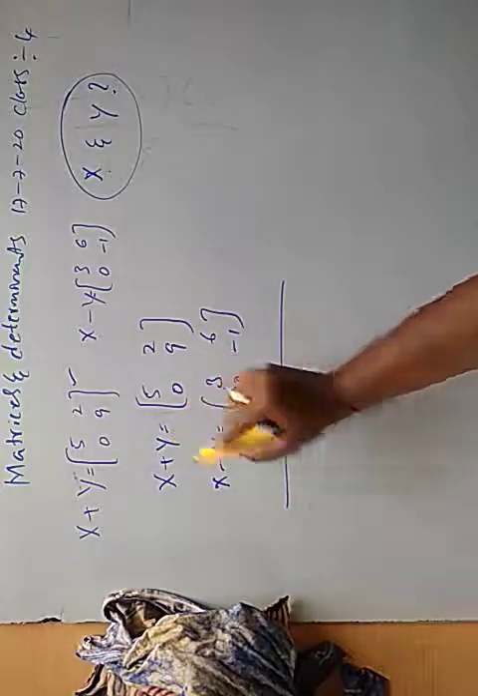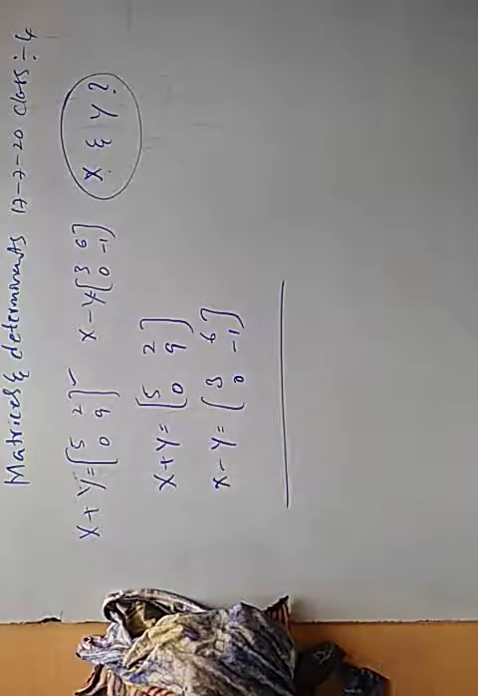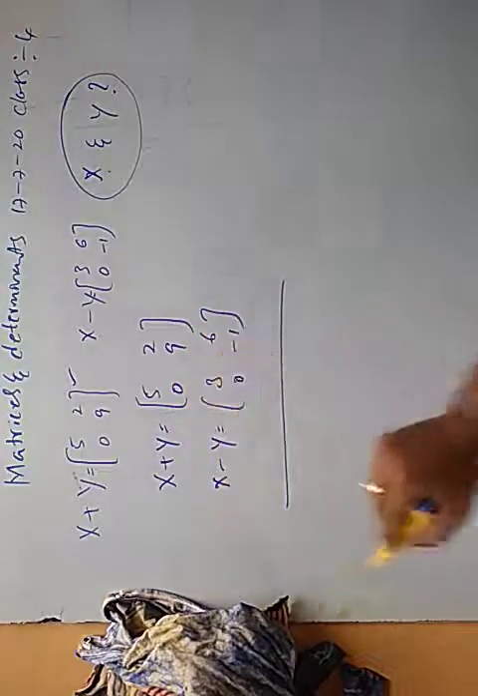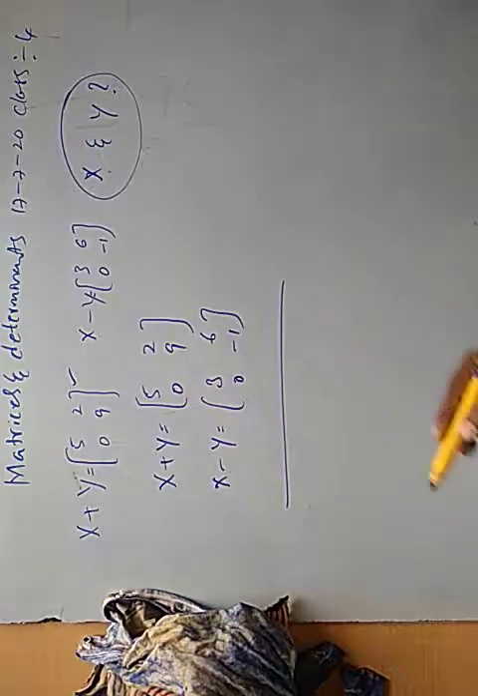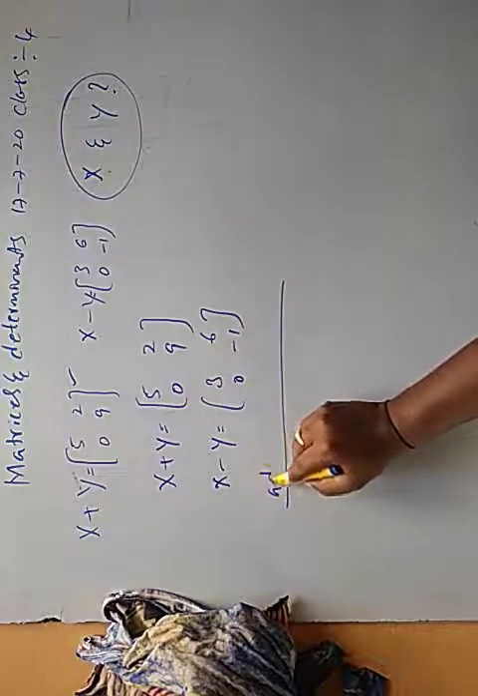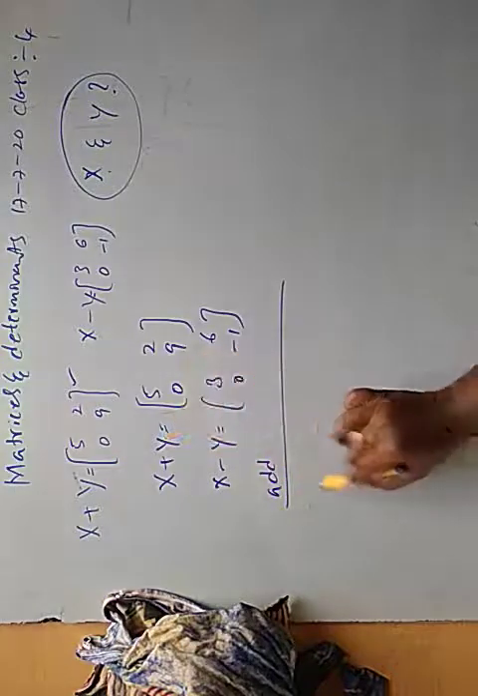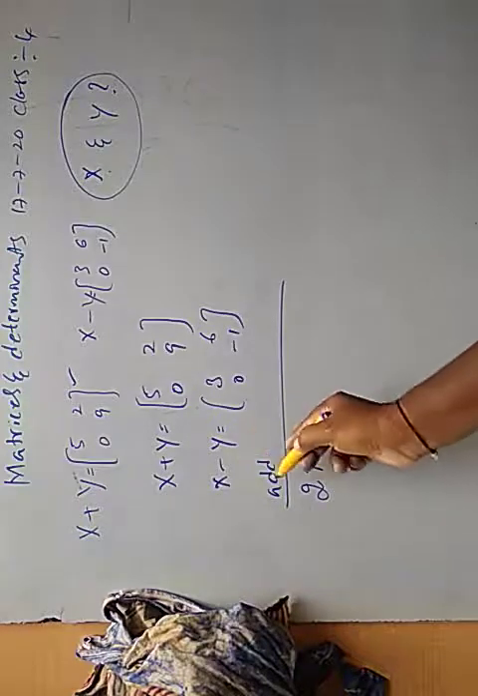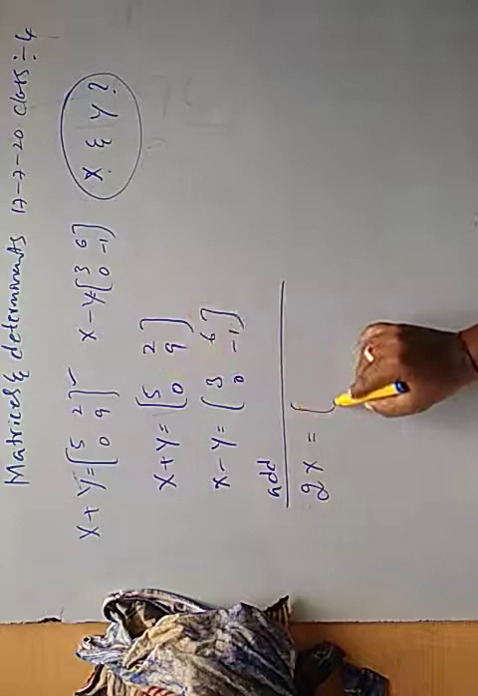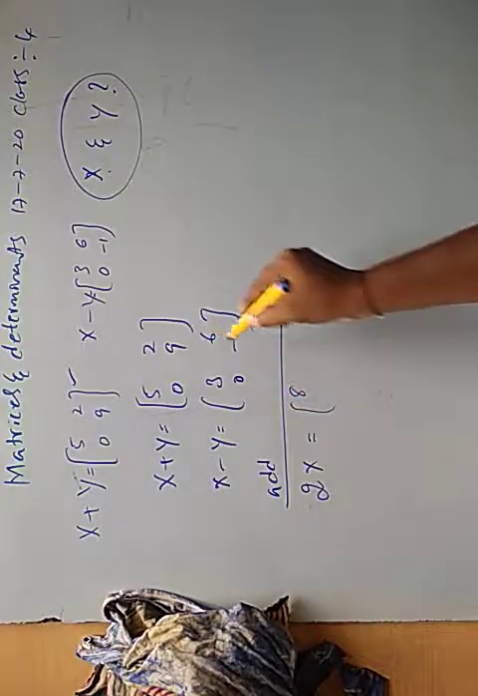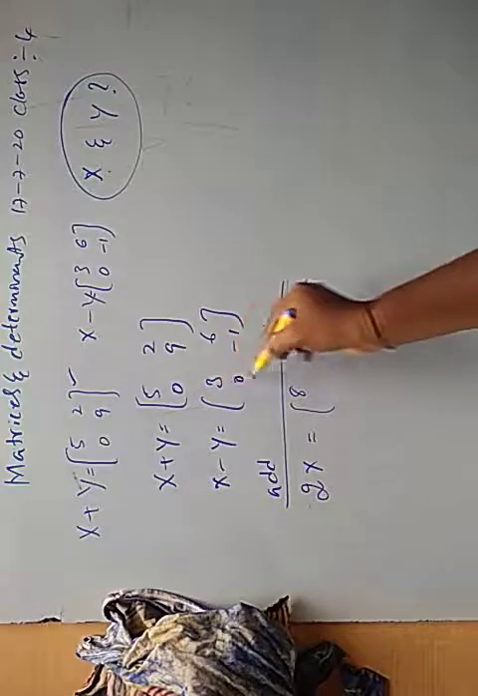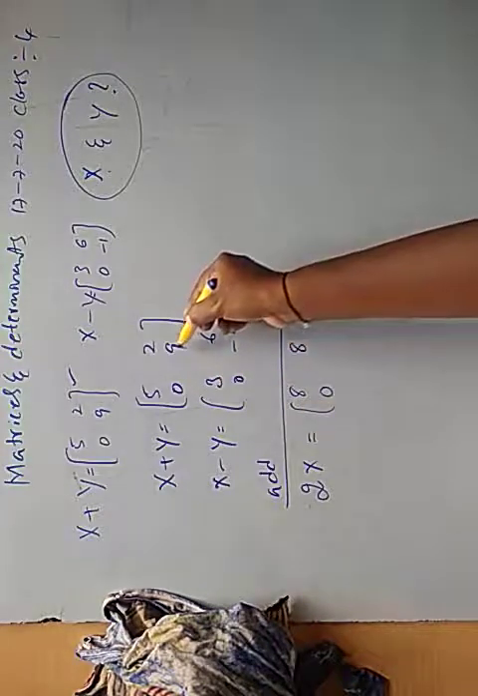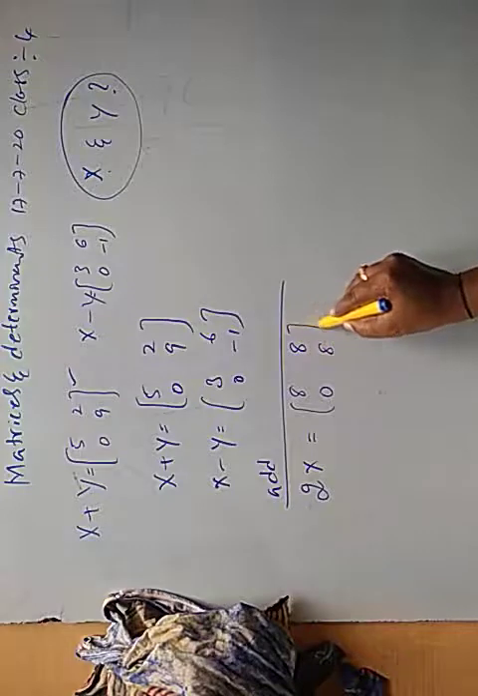If we subtract, X gets cancelled and we get Y. If we add, Y gets cancelled and we get X. On addition, Y gets cancelled. 2X is equal to the addition of two matrices. We know that it is the corresponding elements of the first matrix plus the corresponding elements of the second matrix. Just addition. 5 plus 3, 8. 2 plus 6, 8. 0 plus 0, 0. 9 plus minus 1, again 8.